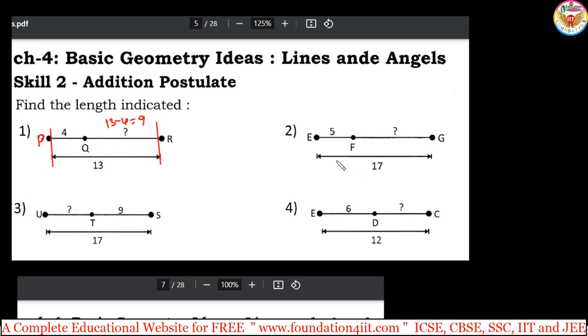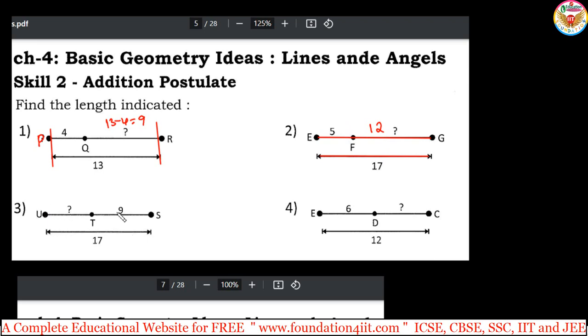Any scale measurement, if this is 17, then this also should be 17. Both lines are parallel, same measurement. 5 is there from here to here. The remaining you will get is 17 minus 5. So that is 12. From the total length which is given, you subtract, and the remaining you will get. Yeah, the same concept you can apply for all these problems.